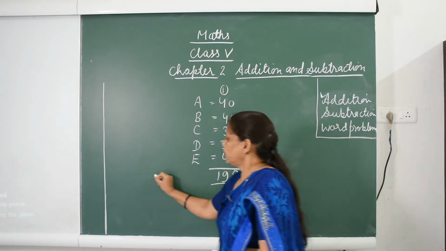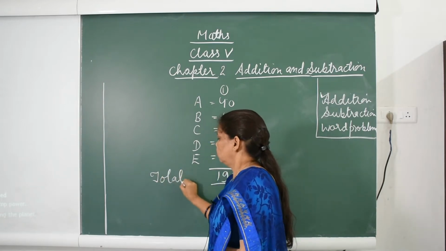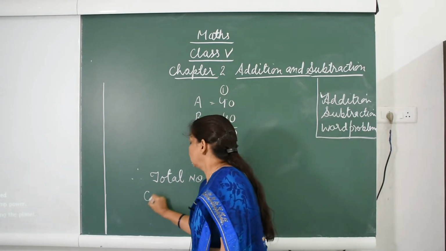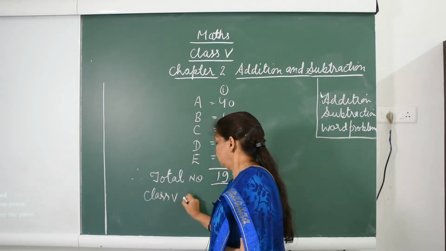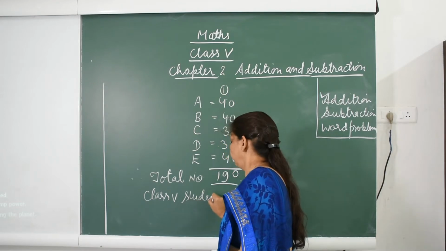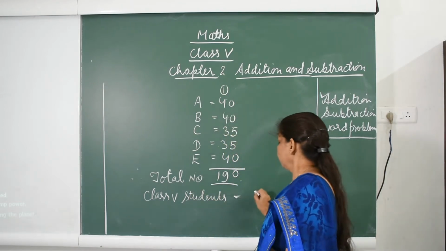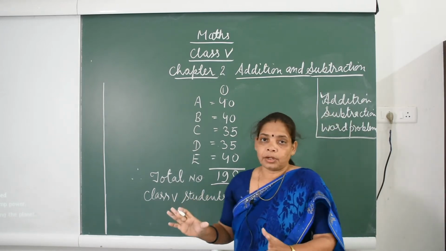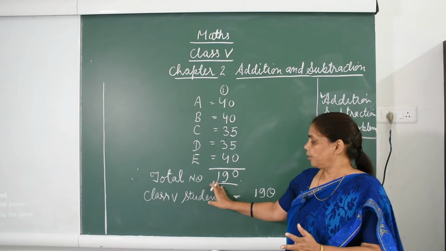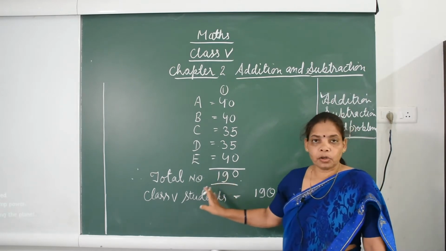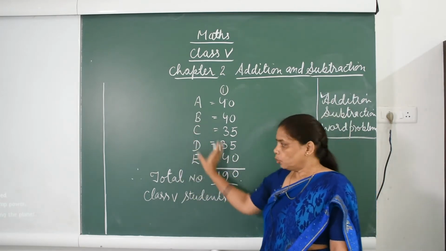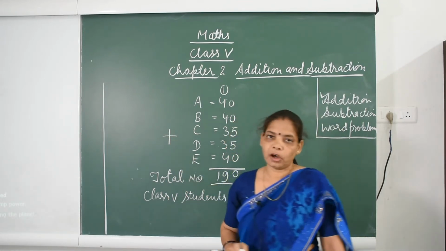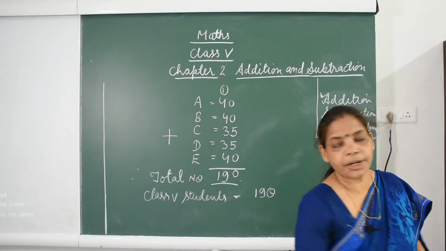So children, the total number of class 5th students is equal to 190. That means, how many students are in class 5th? 190. This 190 includes all the 5 sections together. And you all know the symbol of addition. This is the symbol of addition that you all already know.